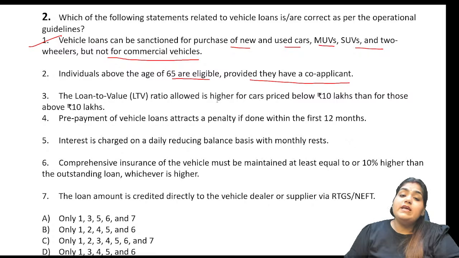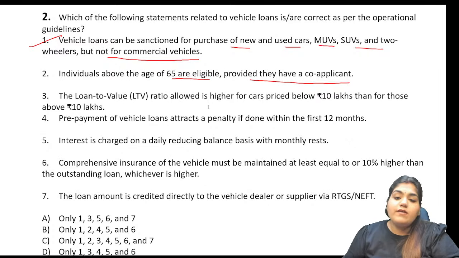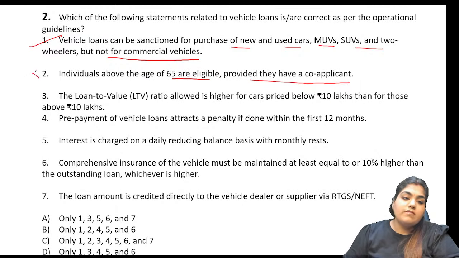Individuals who are above the age of 65 cannot apply for a vehicle loan. There is no exception of a co-applicant, they just cannot. Statement number 2 is incorrect.